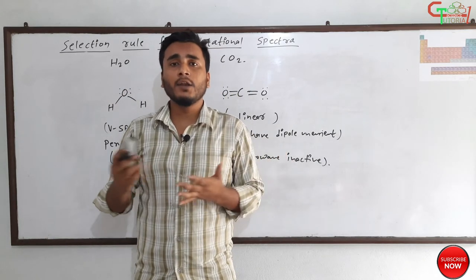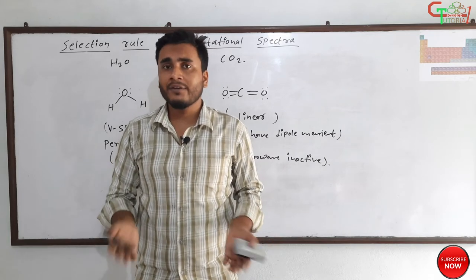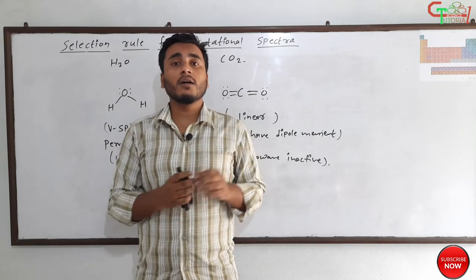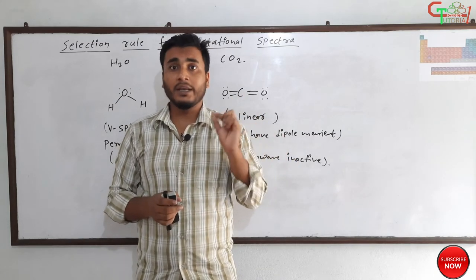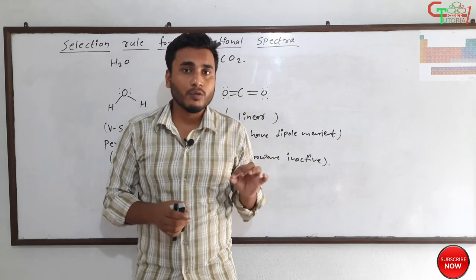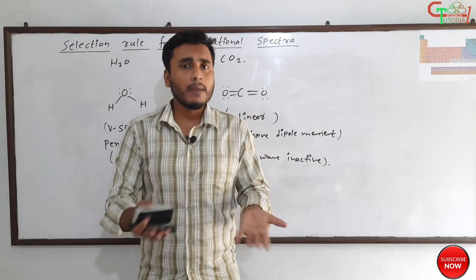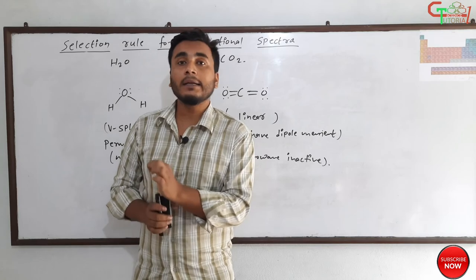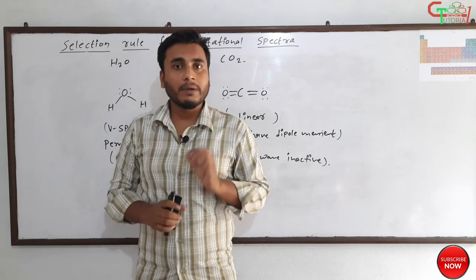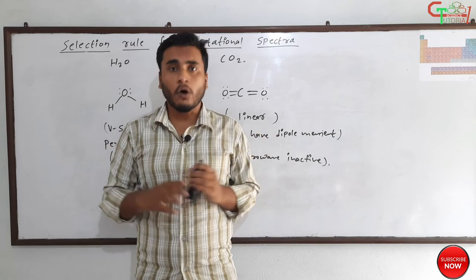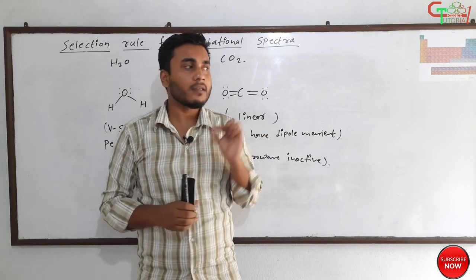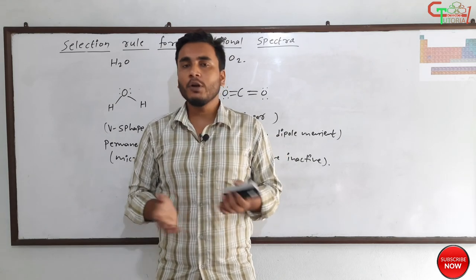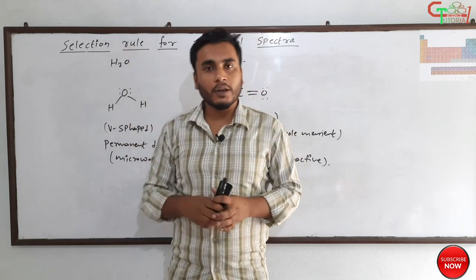In this way, you can find yourself which of the molecules form rotational spectra, which cannot, just by following the two rules. The two rules were, the transition occurs only between the adjacent energy levels, that means del J is equal to plus 1 for absorption, minus 1 for emission of the energy. And the second one was, the molecules must have permanent dipole moment. It should have certain value of dipole moment, and that should not change at all. If these two conditions satisfy, then those molecules form rotational spectra. I hope you understood everything about selection rule of rotational spectra.